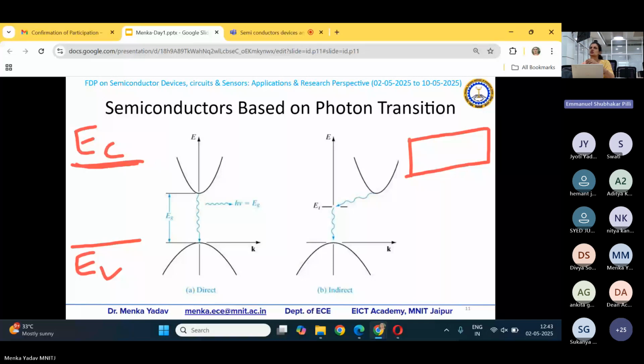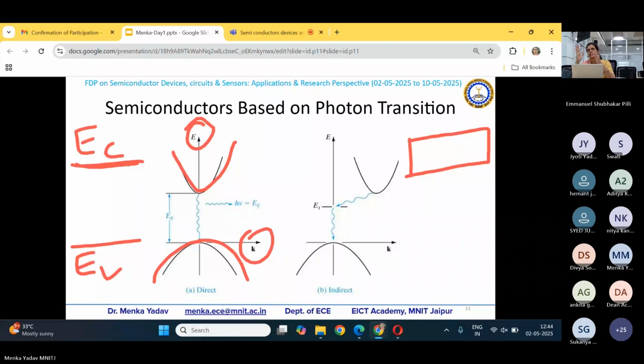But on EK diagrams, if you have a look, you will see that this is the K number and this is the energy. So there is a parabolic relation in the EK diagram. So the minima of the conduction band and maxima of the valence band, if these are having the same vertical axis, then we will call this direct energy band gap materials. Okay, direct energy band gap materials.